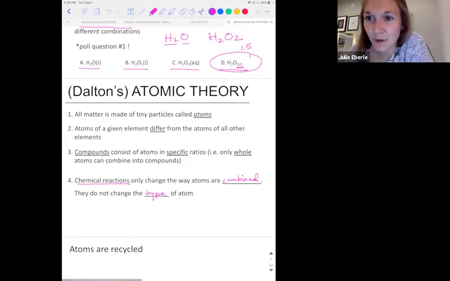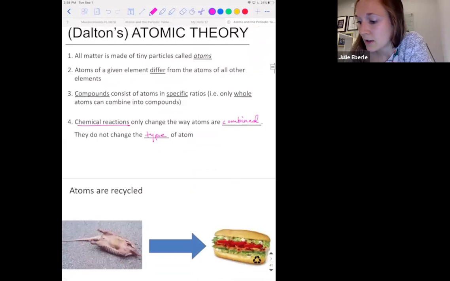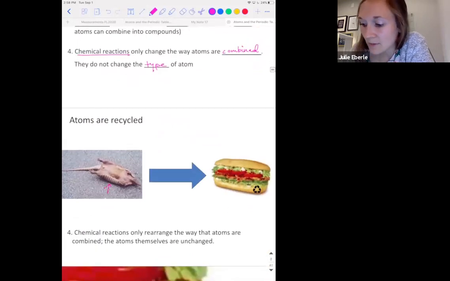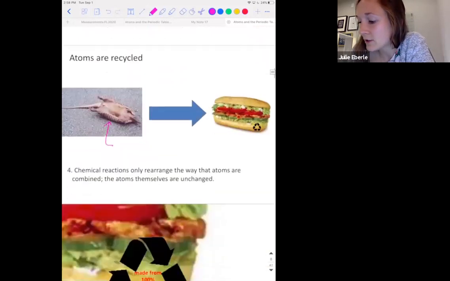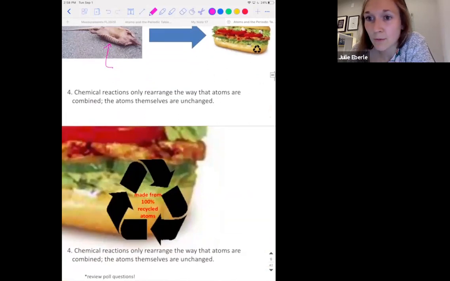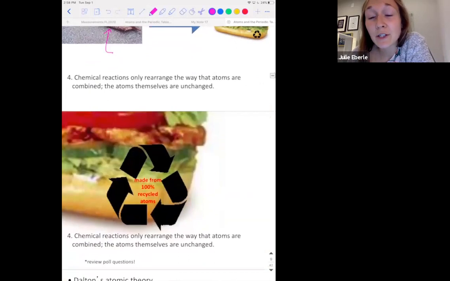And to give you an illustration, it's actually a really dumb one, but I don't think you'll forget it. It's kind of gross. The same atoms that are in the roadkill that we pass every day are the same atoms that could end up in our Subway sandwich. Okay, it's true. Actually, it's very true. And if you look closely, all sandwiches should say made from 100% recycled atoms, right? Now, this is a dumb example. If you've actually heard, the human body is constantly replenishing its cells, right? Not just when you get a wound and you heal.